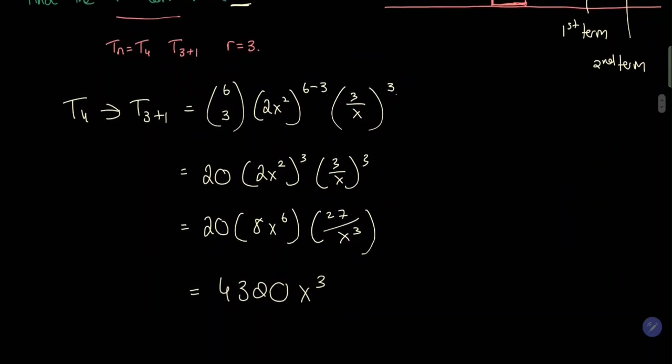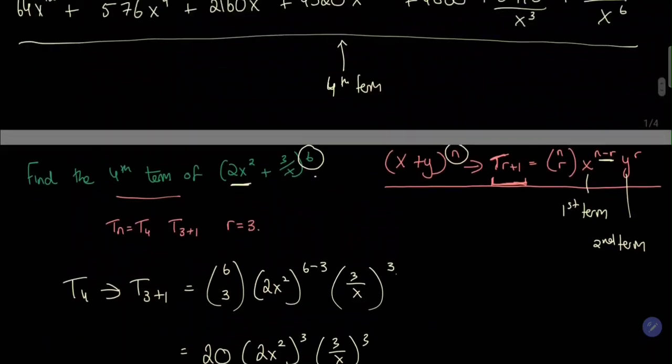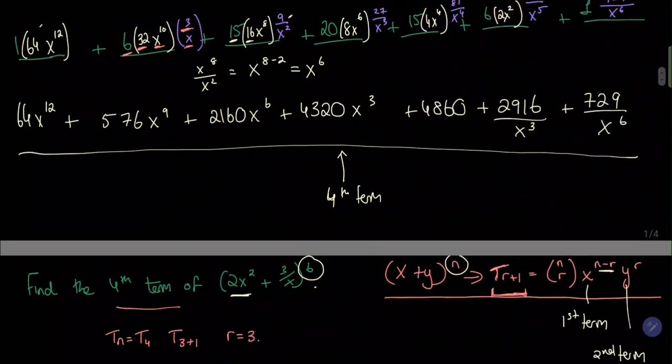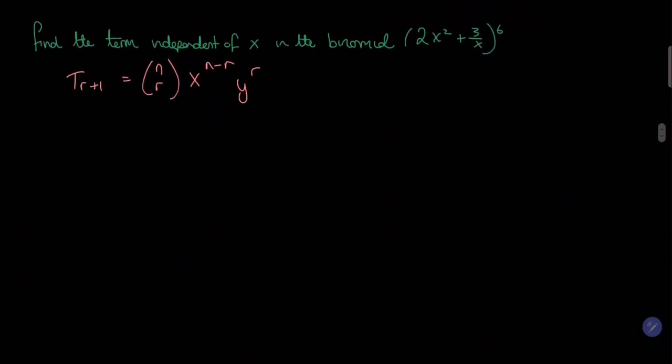Okay, another question that you can be asked is this. Find the term independent of x in the binomial (2x squared plus 3 over x) to the power of 6. So if I just flick back to show you what I mean by independent of x, which term basically doesn't have x? We see already there's that one there. But let's pretend we don't know and we want to find it out.